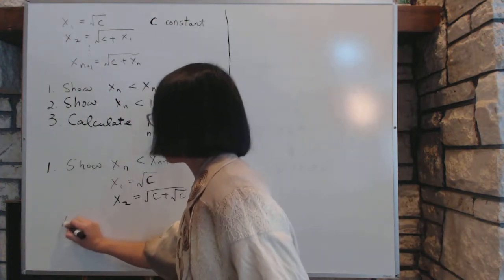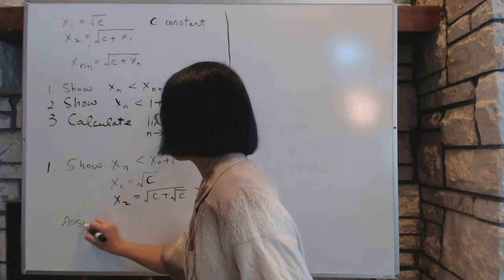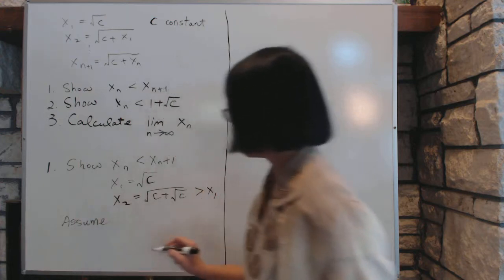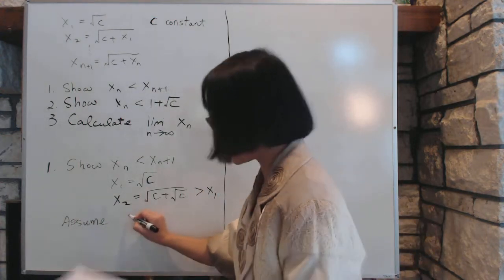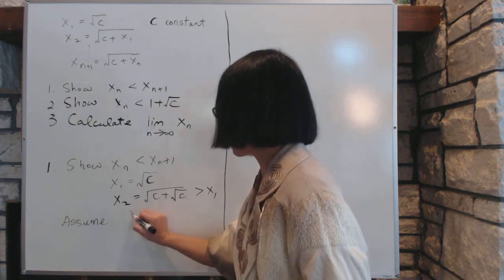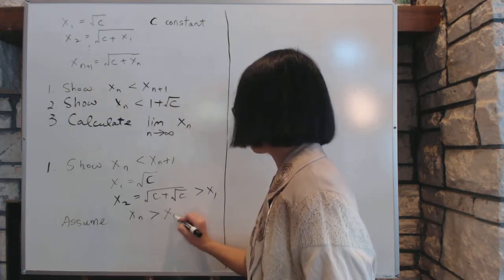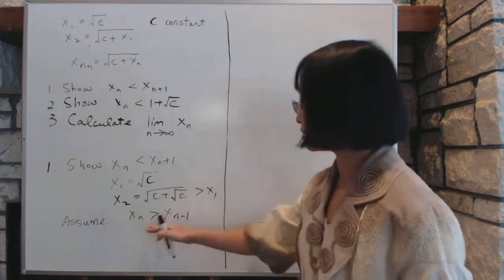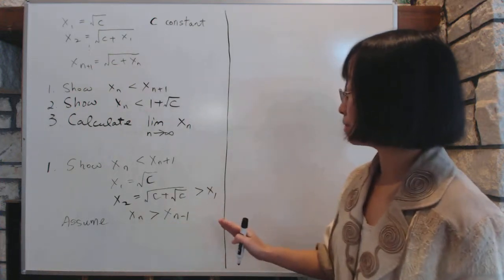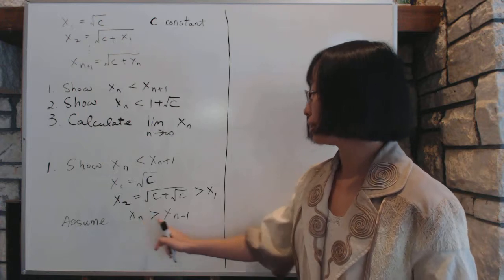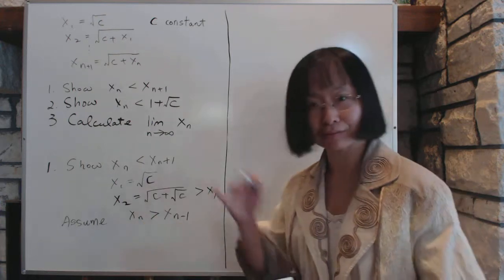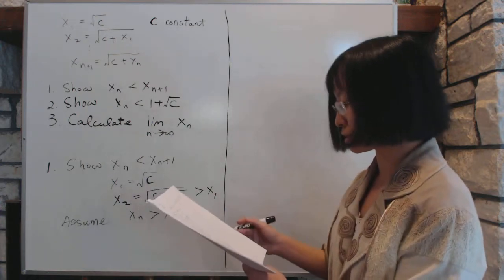Now we assume that xn is bigger than xn minus 1. From this assumption, we have to prove the next step, which is that xn plus 1 is bigger than xn. So you prove it, and that will complete the induction process.